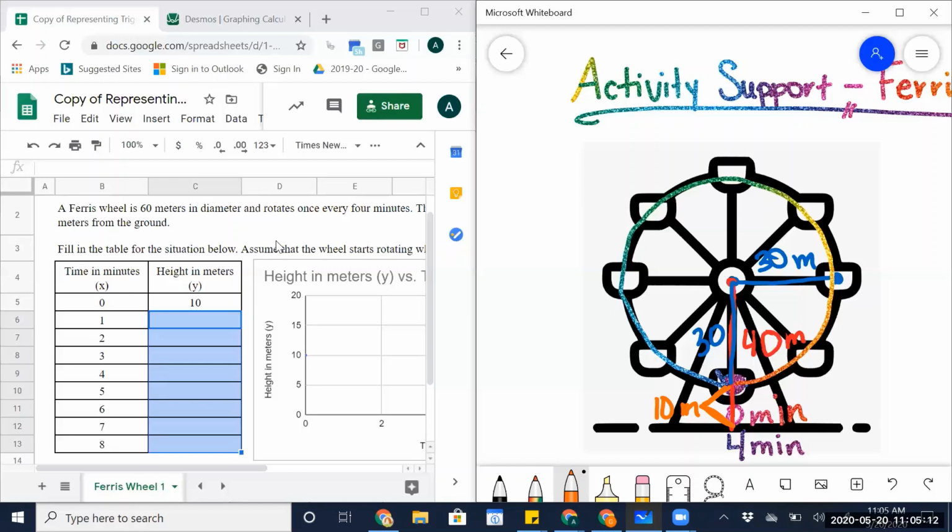Okay, so now I know when I get on the Ferris wheel, I'm 10 meters off of the ground. You know, you have to walk up those little steps and then hop in the little box. And then I'm traveling around the Ferris wheel and I get back to where I started in 4 minutes.